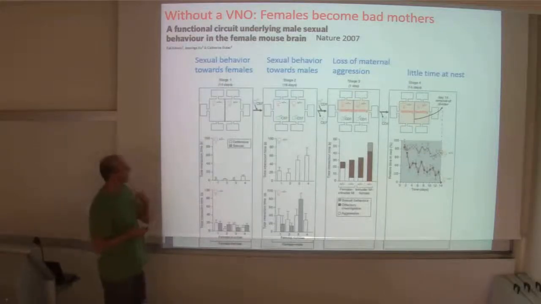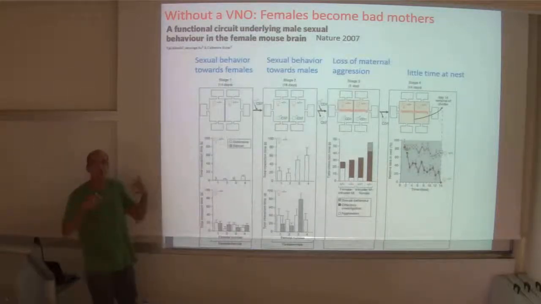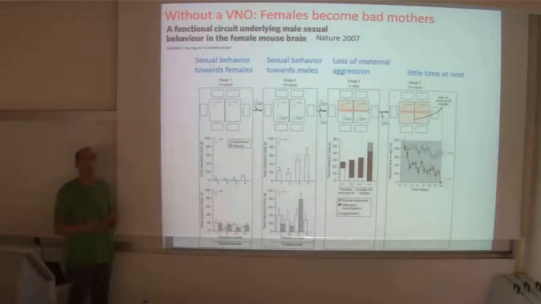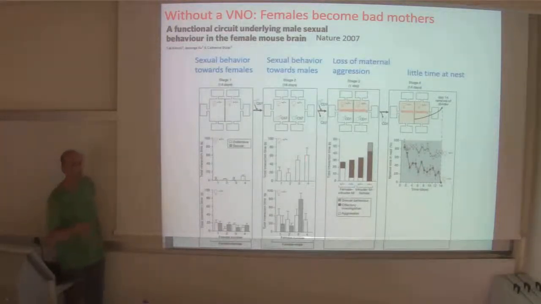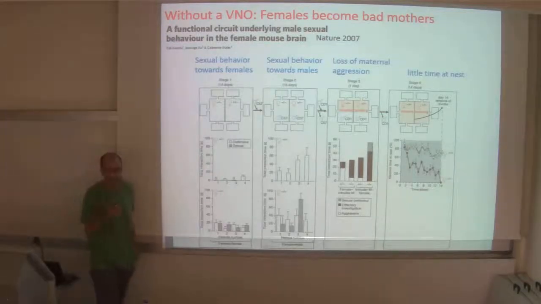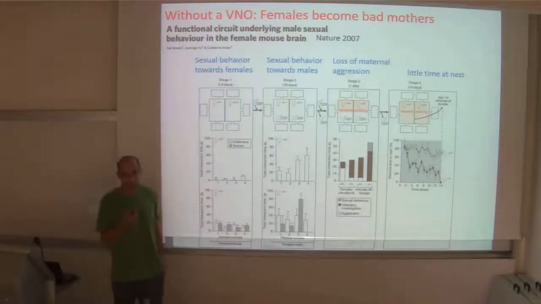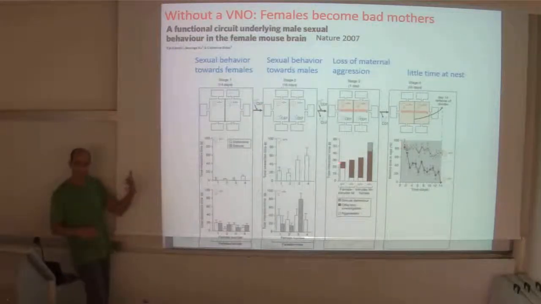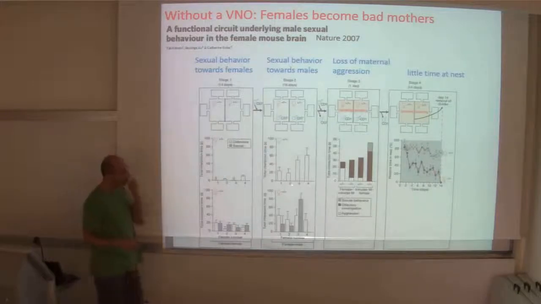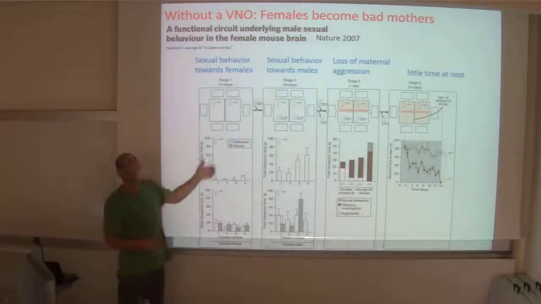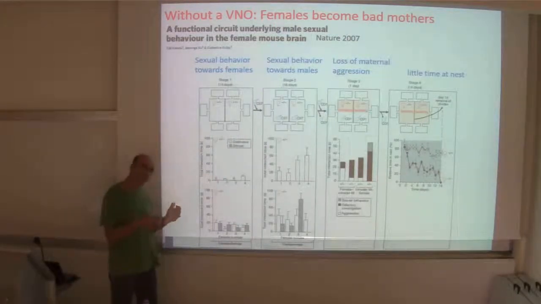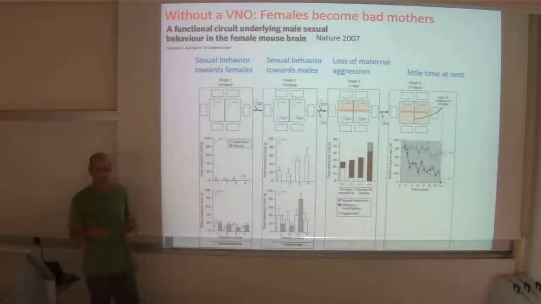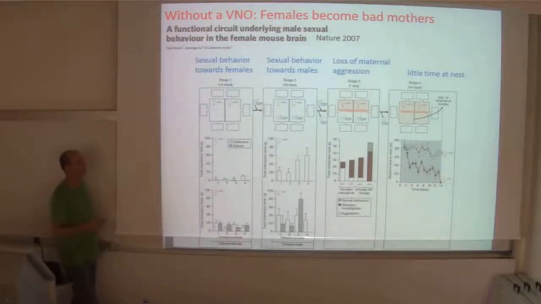They also became, in a way, worse mothers. So they spent less time with their pups in their nest. This is one thing that is shown. They lost all their maternal aggression, which is something that usually mice have, and is, of course, important for protecting the young. And while they were nursing, while they were giving milk to their pups, they were interested in sexual interactions with other males. And that's something that's uncommon for normal mice that do have a functional VNO.